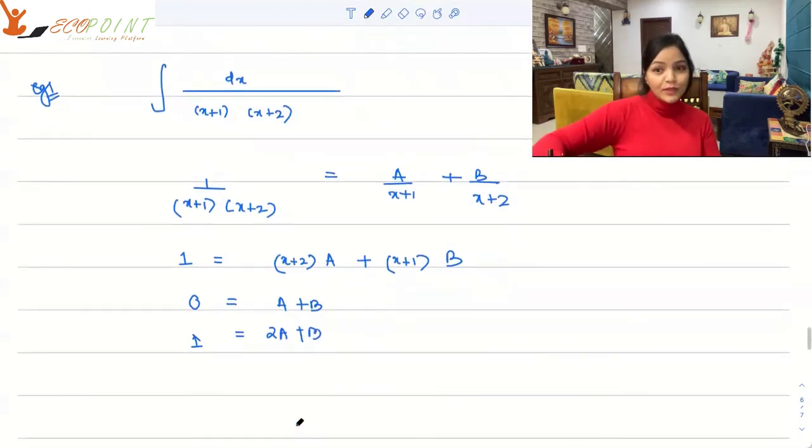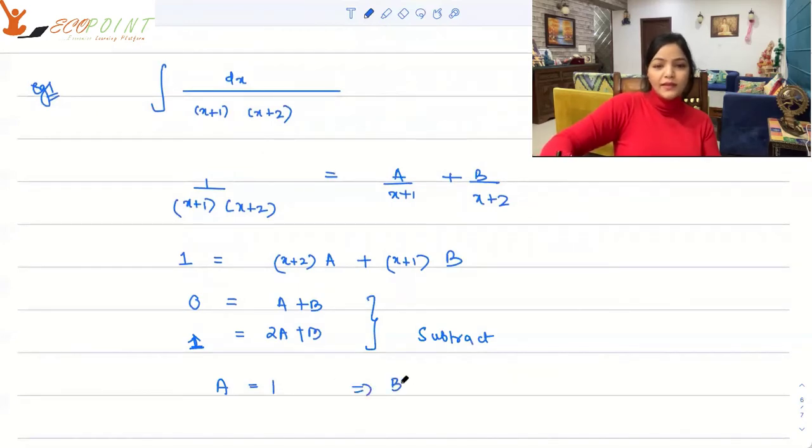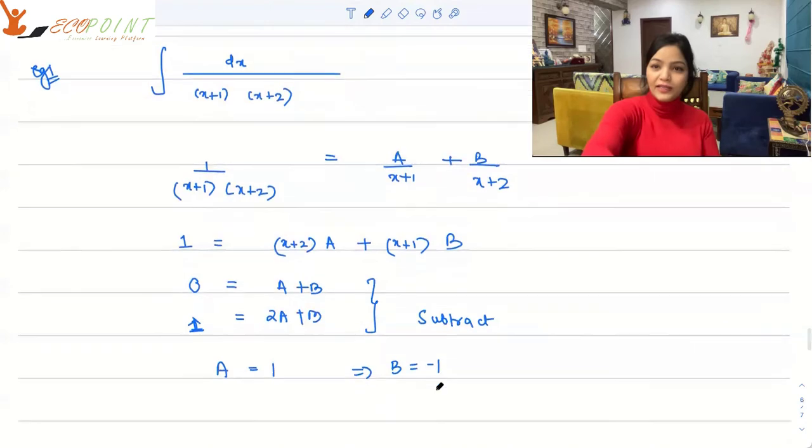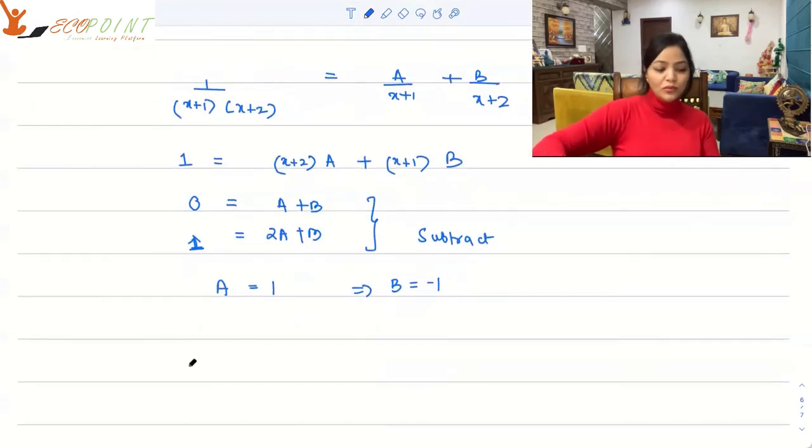Can we solve these two equations? Absolutely we can, right? Solving these two equations, when you subtract, you will get that A is equal to 1. And the moment you have A equals 1, that implies B is equal to minus 1, right? So that's what you can do.